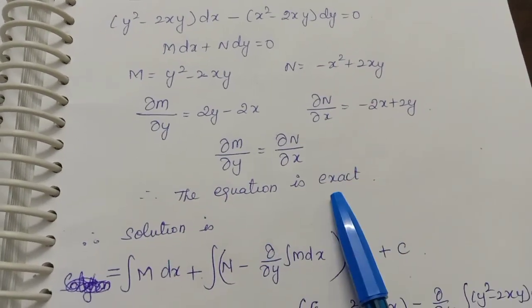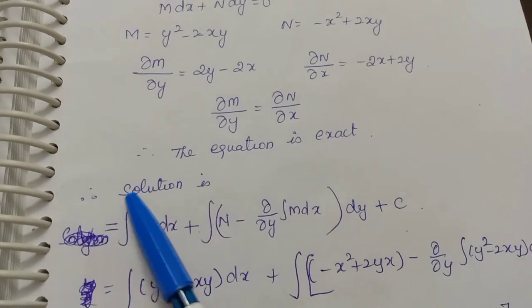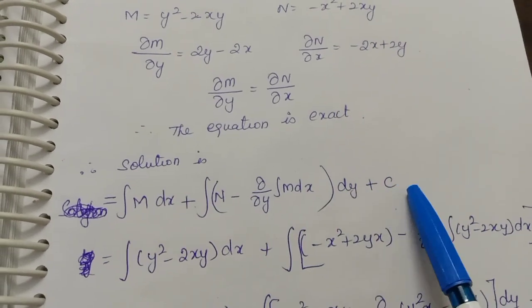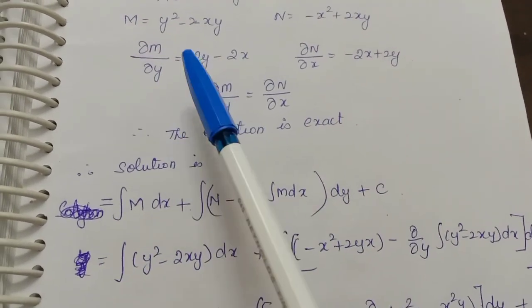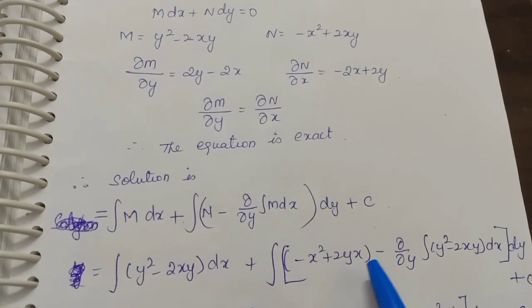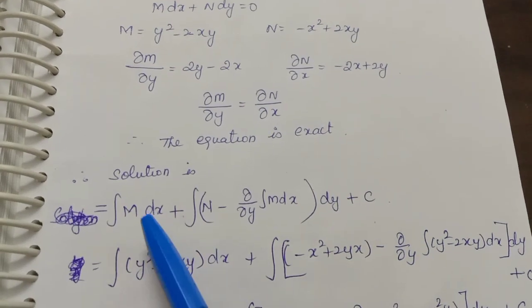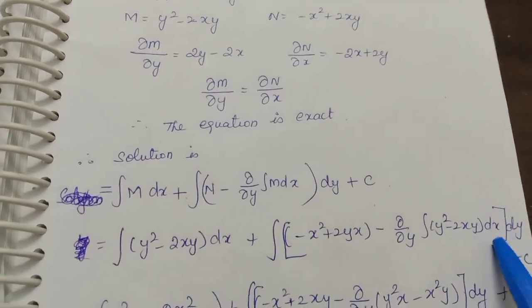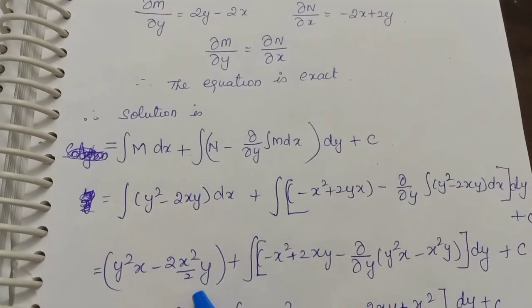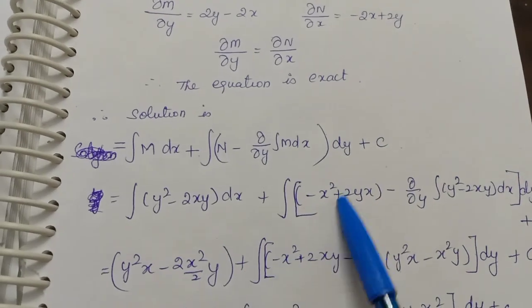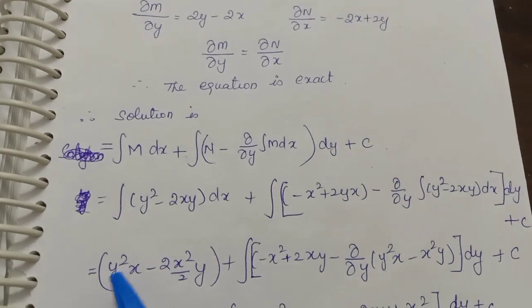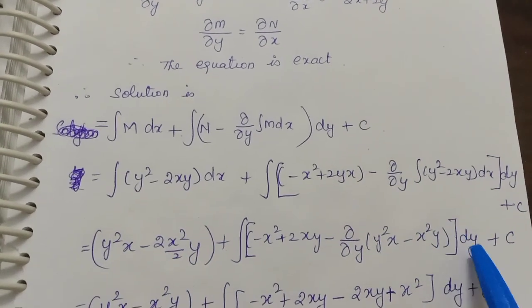So when you get the equation as exact, directly you can write the solution as integral M dx plus integral of (N minus dou by dou y of integral M dx) dy plus c. So integral, what is M here? Integral of (y squared minus 2xy) dx plus integral of (minus x squared plus 2yx minus dou by dou y of integral of this value again, y squared minus 2xy dx) dy plus c. So integrate with respect to x. So it is y squared x minus 2x squared by 2 y plus integral of (minus x squared plus 2xy minus dou by dou y of this value, which is appearing here only). Okay. So this is y squared x minus x squared y, into dy plus c.